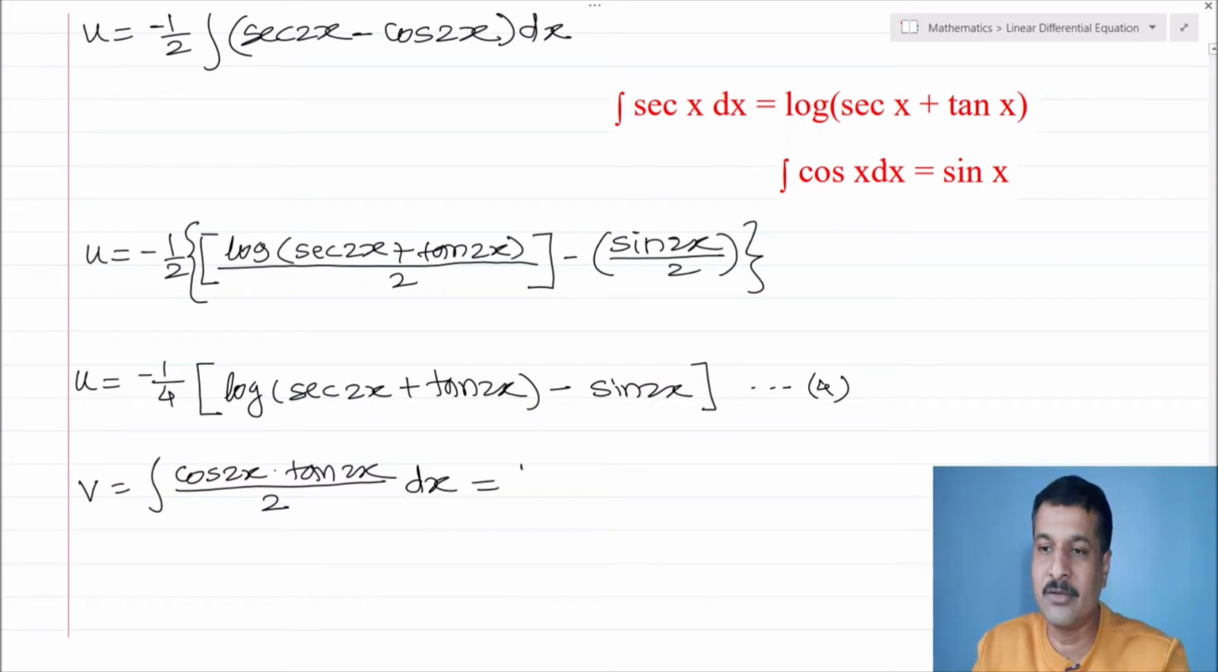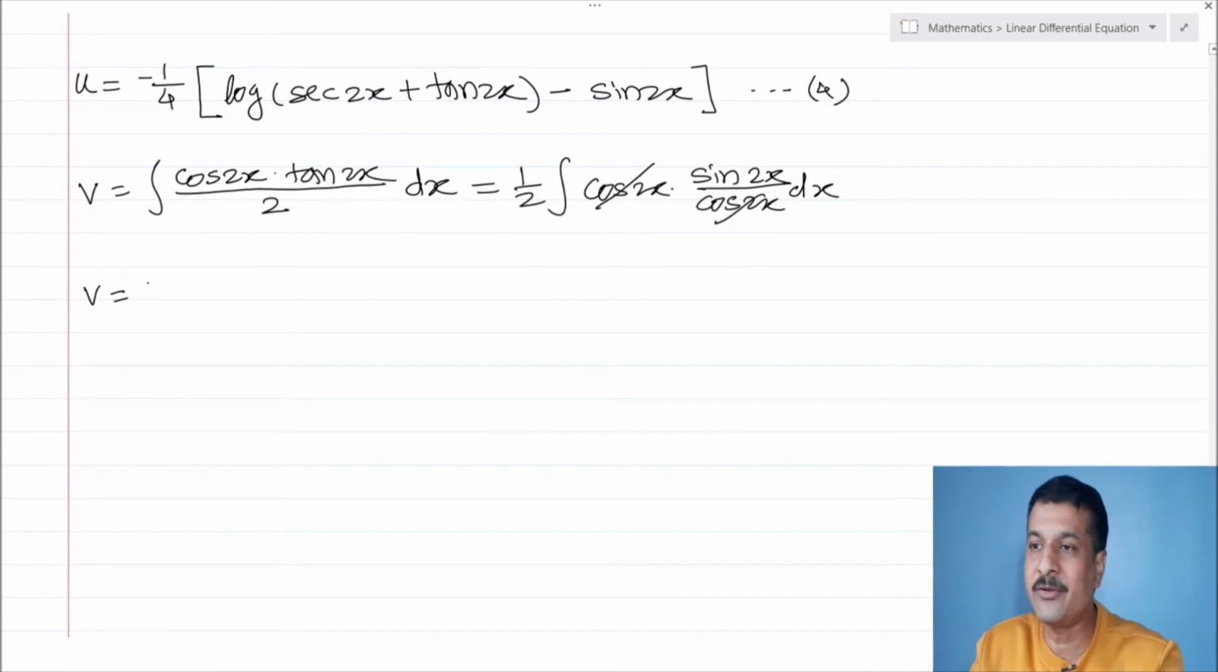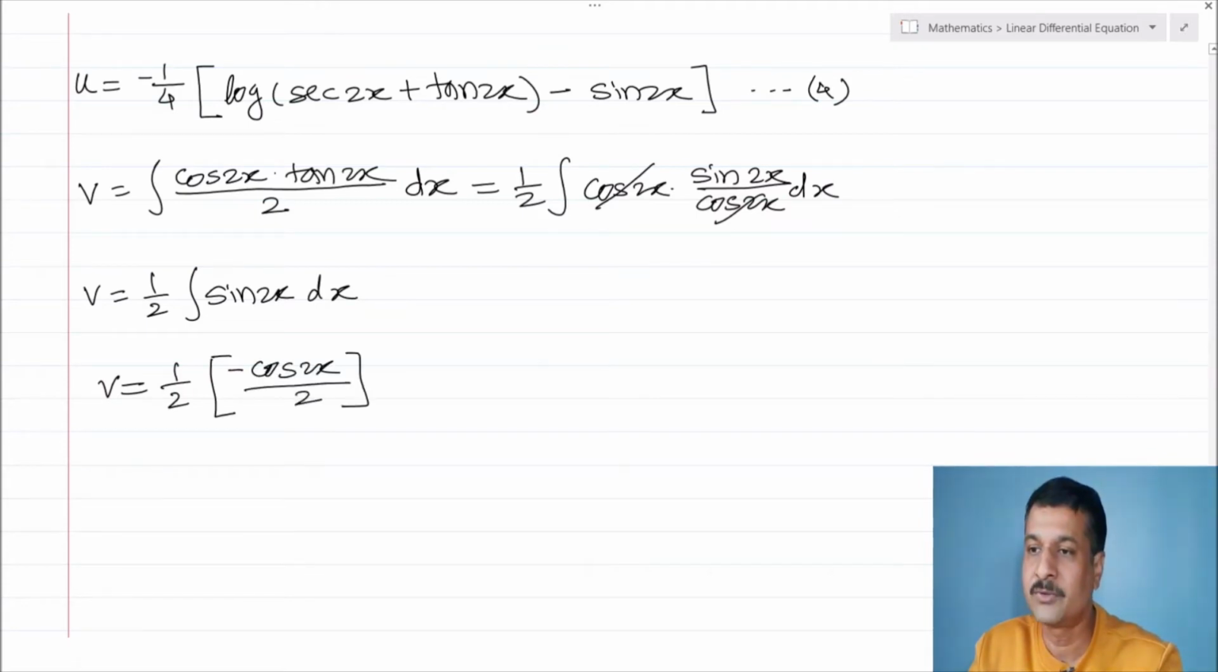So that is equal to 1 by 2 integration of cos 2x into tan 2x, meaning sin of 2x upon cos of 2x, into dx. So cos gets cancelled, and simply sin 2x is left. So 1 by 2 integration of sin 2x. By standard integration of sin 2x, I am getting minus cos 2x by 2. So this minus 1 by 4 cos 2x is v.